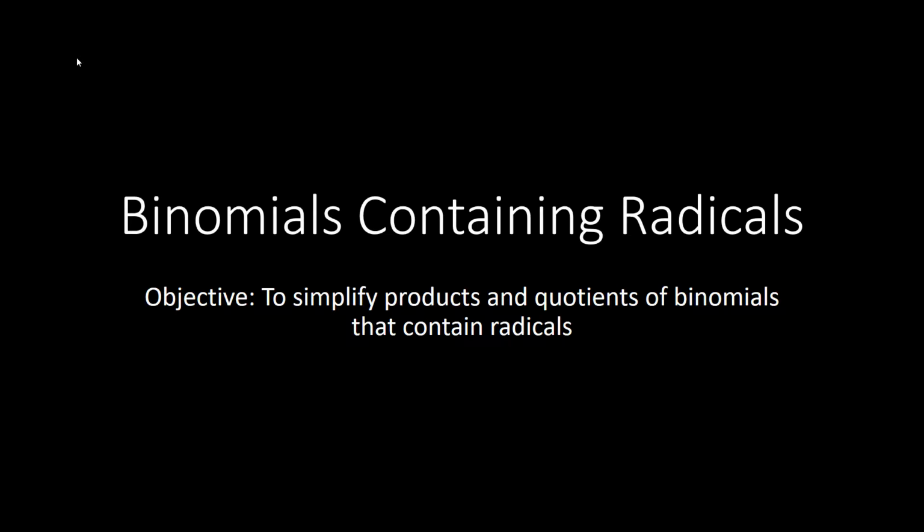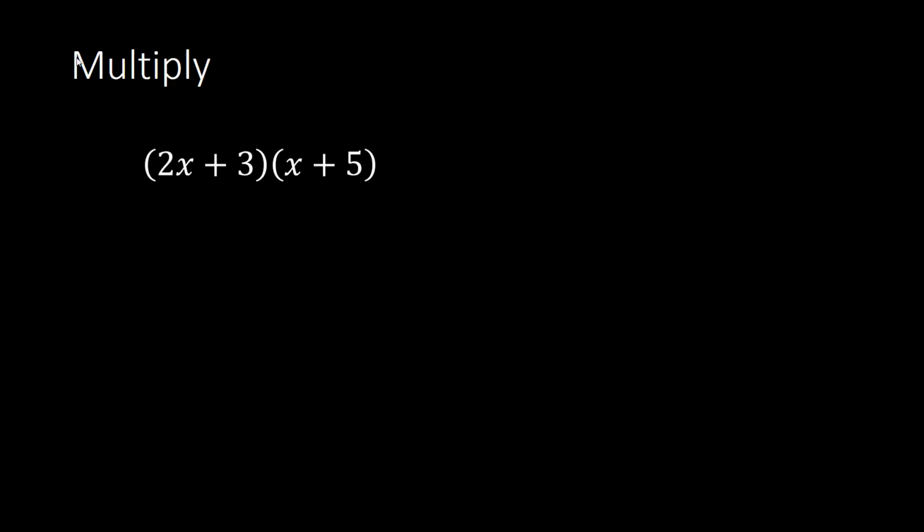So before we get into multiplying and dividing radicals with two terms, what I need to do is just briefly review with you how to multiply binomials without radicals. So for example, here we have 2x plus 3 times x plus 5. Now we've learned how to multiply this, where we are basically just distributing, but doing it multiple times.